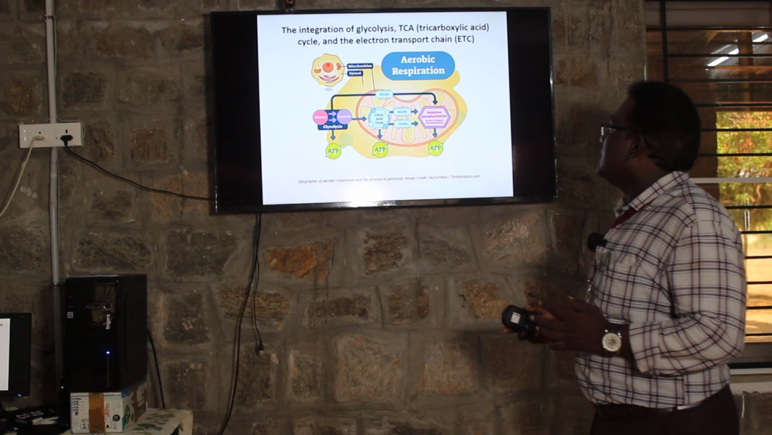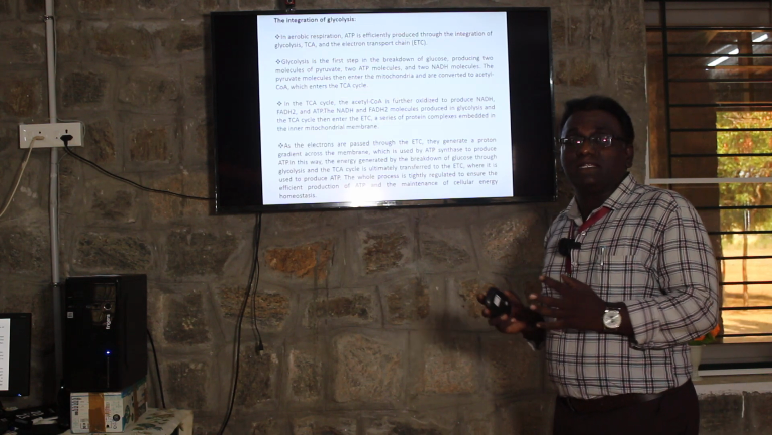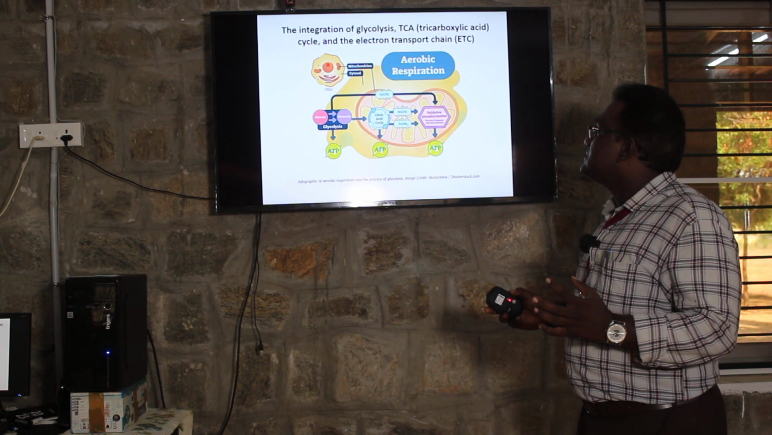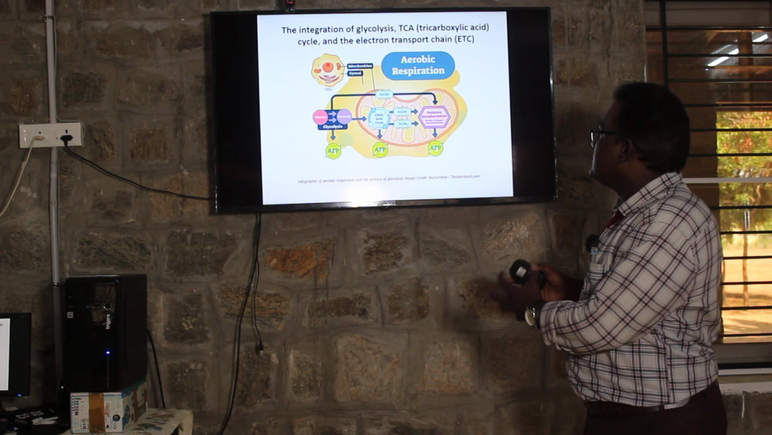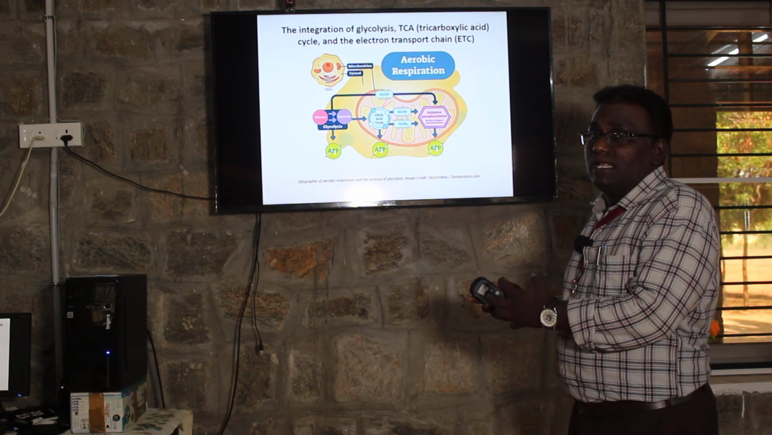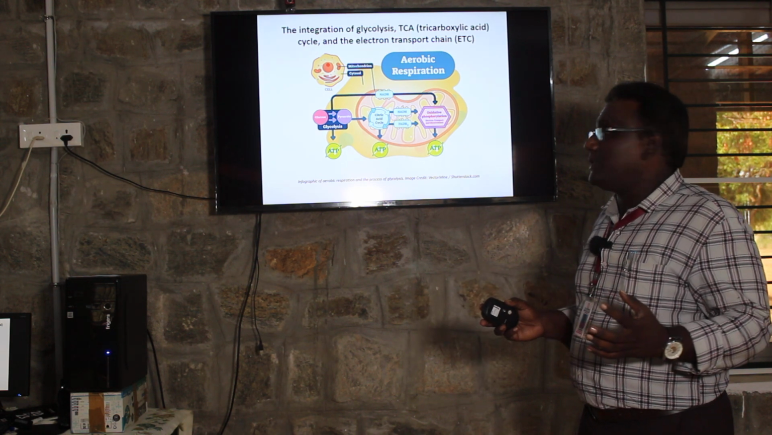So this is the image. Here you can find the integration of various metabolic processes, right from glycolysis to the TCA cycle and the electron transport chain. These are the pathways that get integrated, and the final goal is to produce ATP.